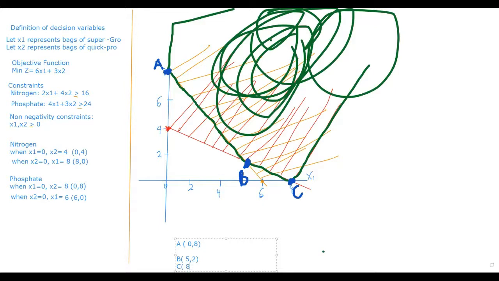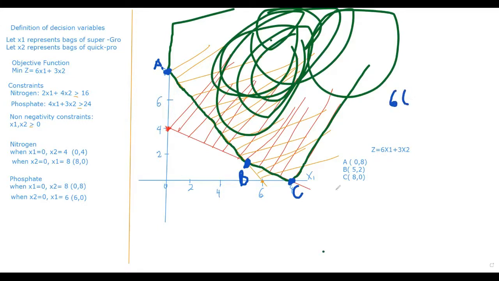So C will be 8, 0. And this one, our objective function, what was the objective function? 6x1. It was minimize, 6x1. So minimize z is equal to 6x1 plus 3x2. Okay, thank you. 3x2. You get it. So you have all these values. The first value is the one before the comma and for x1, the one after the comma is for x2. So you are going to pick the first one, which is 0, 8.